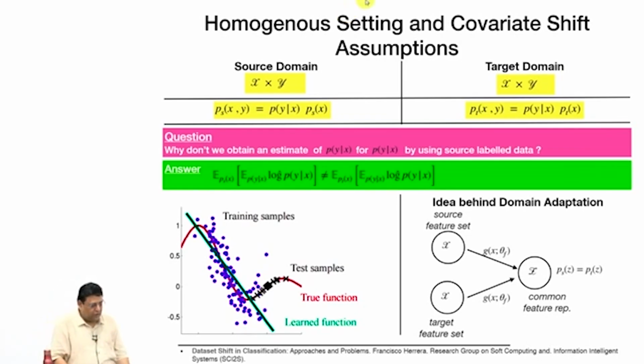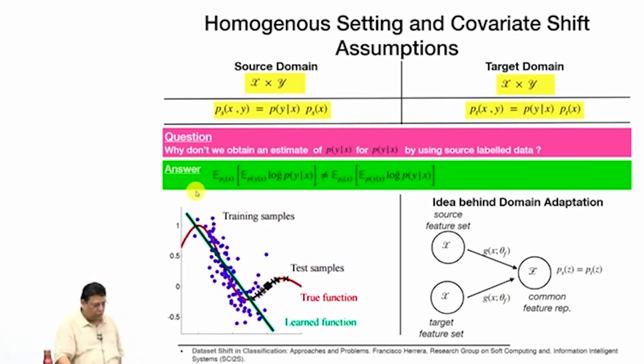Then you assume that the joint distribution is different, but the conditional distribution is the same. P of y given x is the same, but the marginal distribution and the joint distributions are different. Can you see that? So any point which I sample from the source domain is from Ps of x comma y, and in the target domain it is Pt of x comma y, and if you split it using Bayes' formula, you get this conditional and this marginal. So the conditionals are the same, the marginals are different.